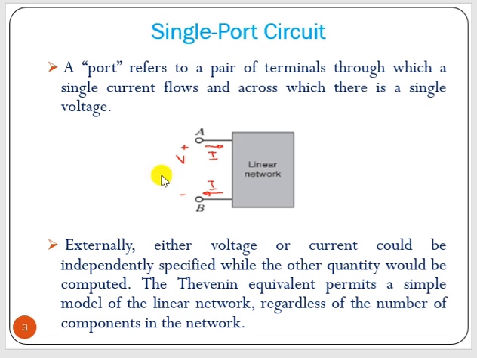Now externally either a voltage or current could be independently specified while the other quantity would be computed. I mean, if you connect a voltage source, you can measure the current. You can connect a current source, you can measure the voltage. The Thevenin equivalent permits a simple model of a linear network regardless of the number of components in the network here in the black box. So this is for the single port circuit.